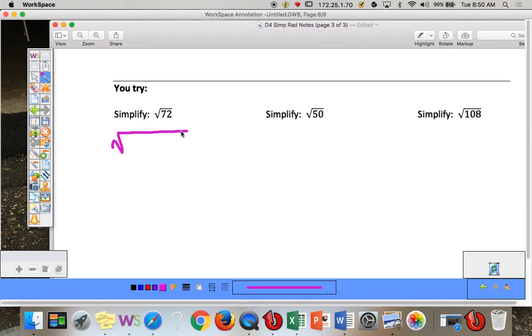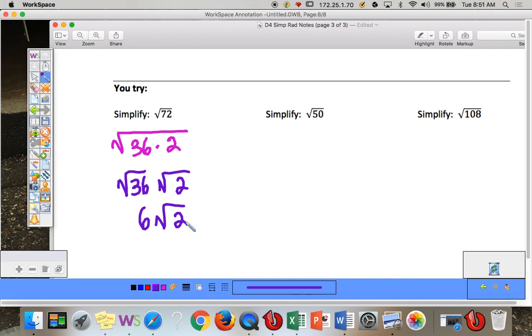So I believe 72, that is 36. Yep. So we have 36 times 2. Rewrite it, square root of 36, square root of 2. So you put that square number first, and then you simplify. So another way to write the square root of 72 is 6 square root of 2. You can check your answer.